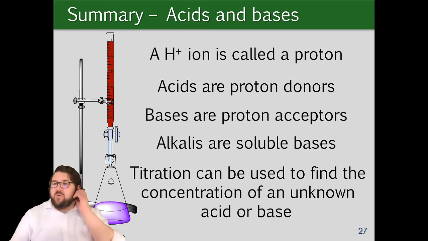So in there, what we talked about today is the H plus ion is called a proton. An acid donates protons. Bases are proton acceptors, so they remove protons from the solution. And we can use titration to find the concentration, basically by converting between moles and concentration, essentially. We're just using unit analysis to swap everything around.